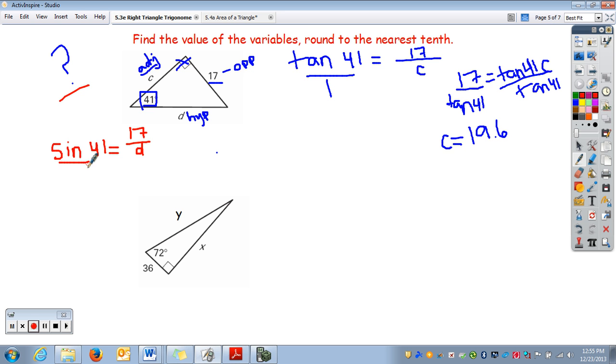Again, we're going to cross multiply. So I go 1 times 17, which is 17, equals sine of 41. We're going to leave it as sine of 41 until we get to the very end, because it's a decimal, times D. Divide by sine of 41.